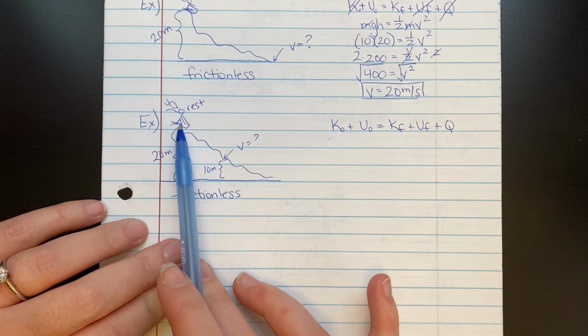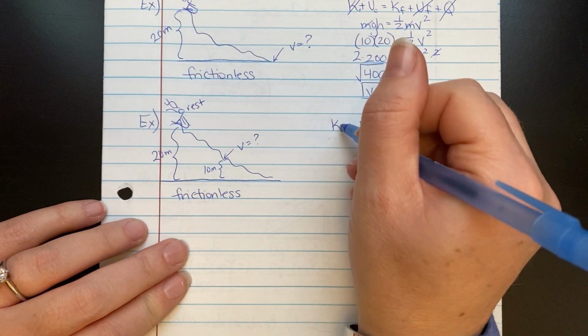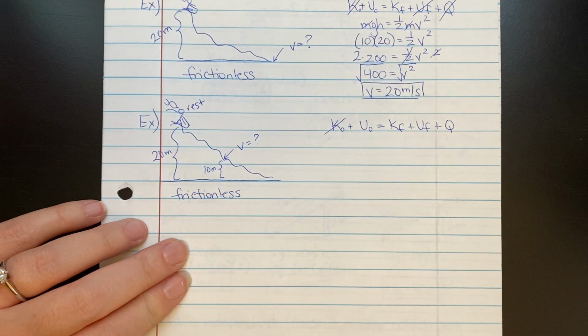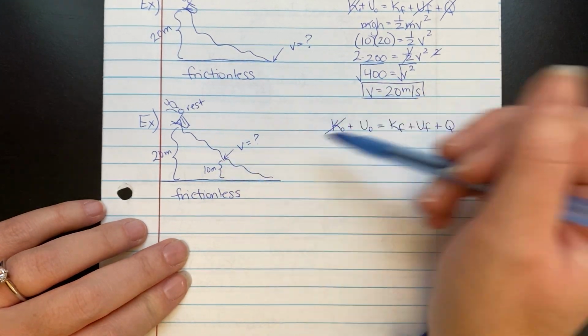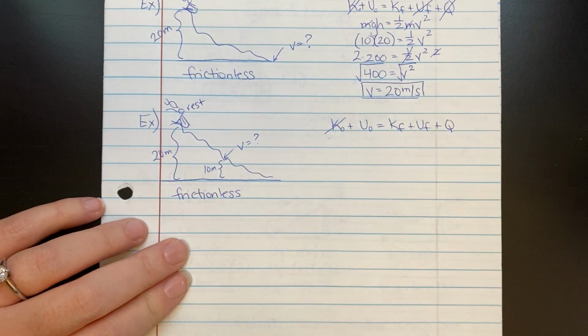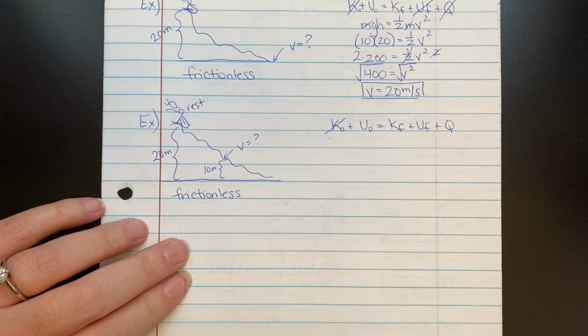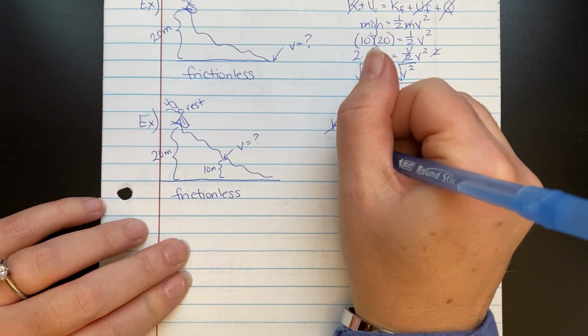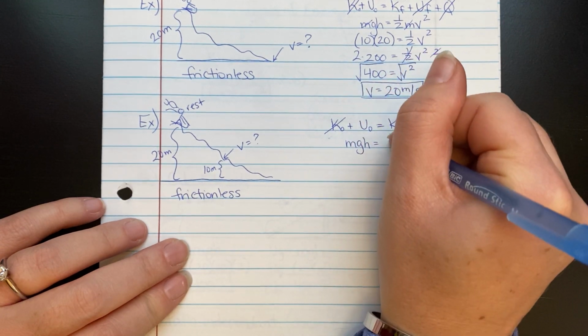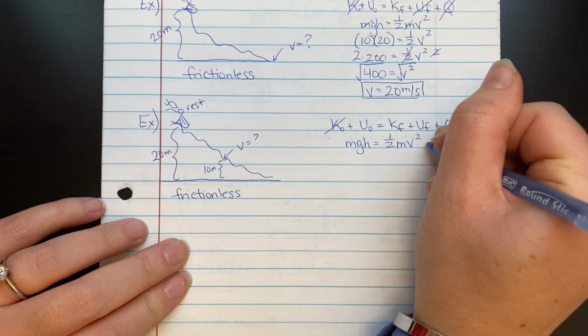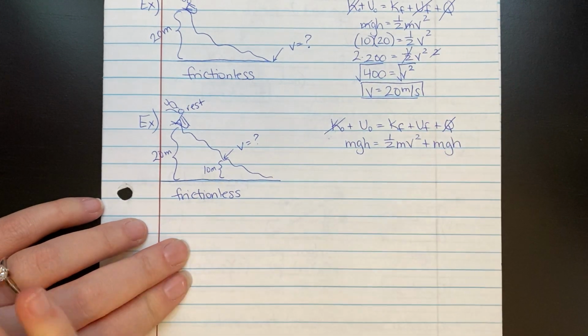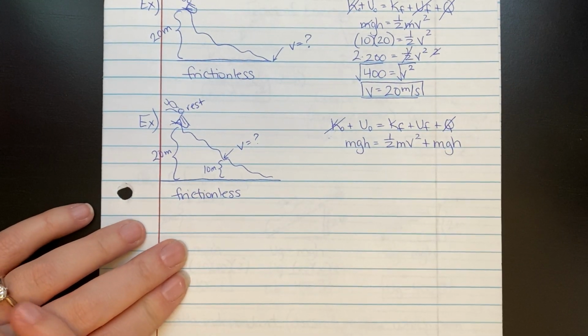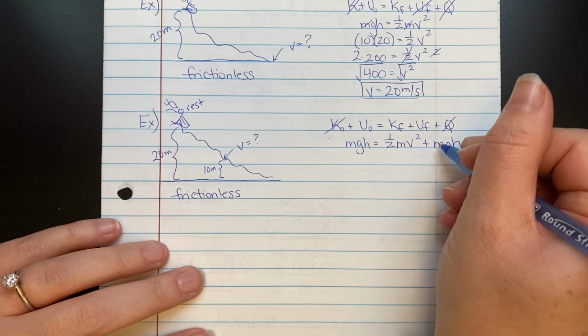So at the top, does she have kinetic energy? Does she have potential energy? Yes, because she's at a height. At this point here where we're looking for the velocity, is there kinetic energy? Yes. Is there potential energy? Yes, but no Q because we're frictionless. So this is going to give us mgh equals 1/2 mv squared plus mgh. I like to cancel out the mass at this point.